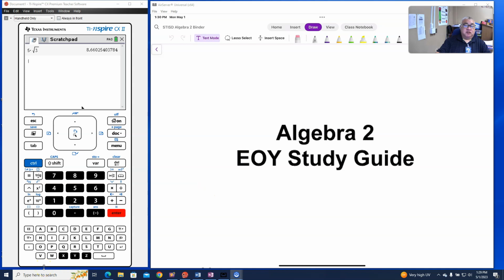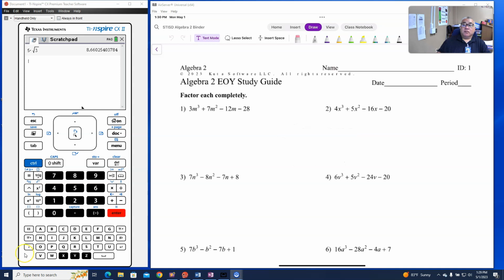Today we'll be doing the Algebra 2 end of the year study guide. And I would like for you to do the even problems with me. It says factor completely. So we're going to go ahead and factor using the group method. We group these two, and then we group these two.